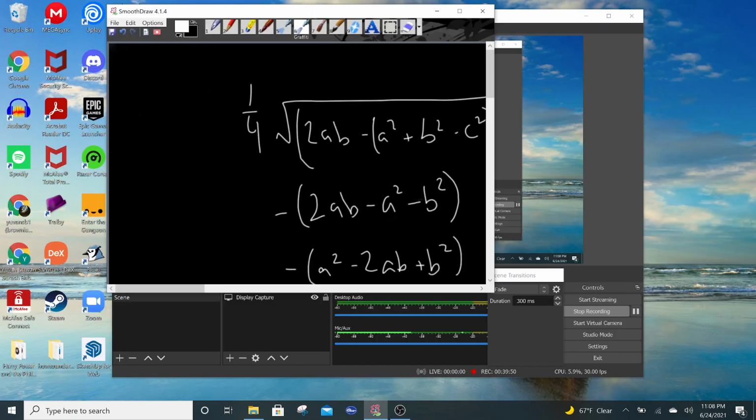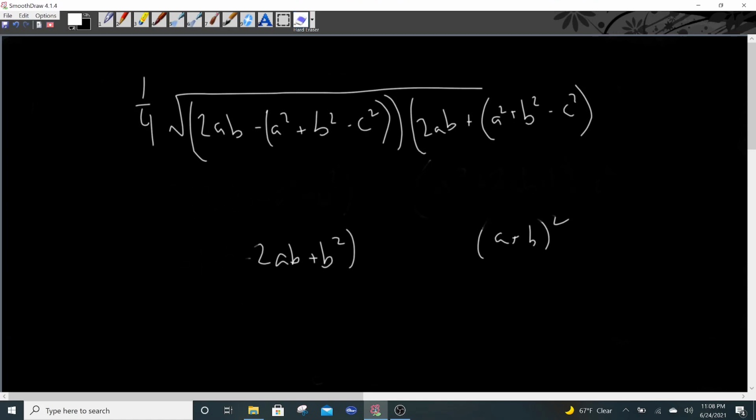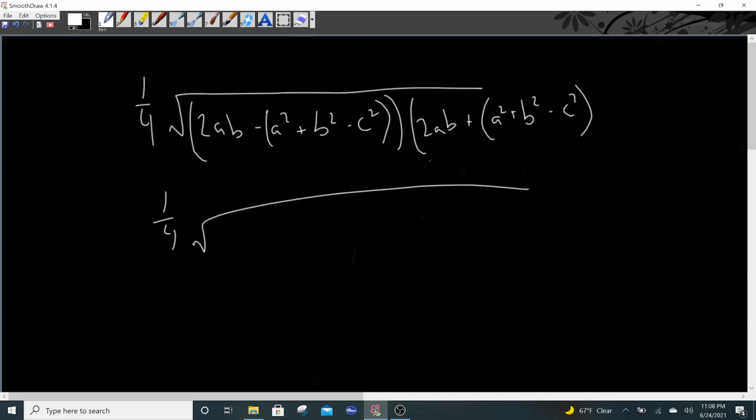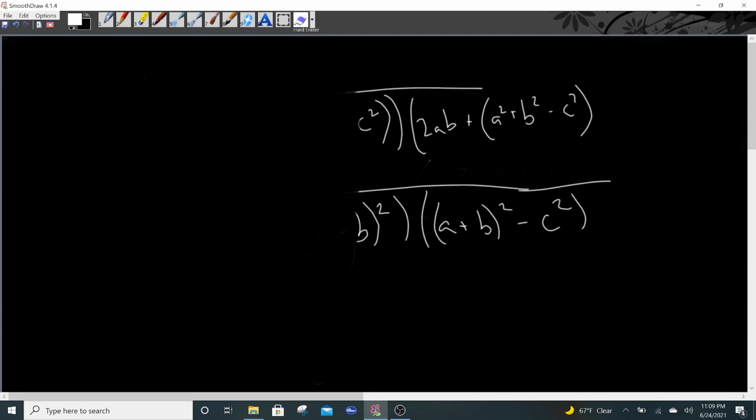So with that, let me do the correct expansion. And then this next step would be 1/4 square root of c squared minus (a minus b) squared, times (a plus b) squared minus c squared. And this is just going to use difference of squares again.